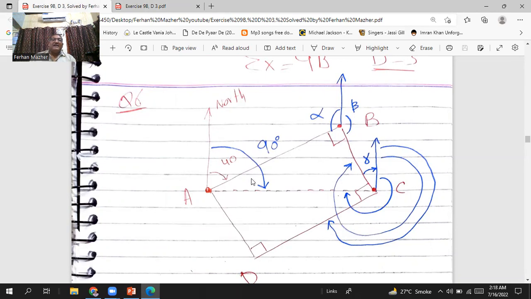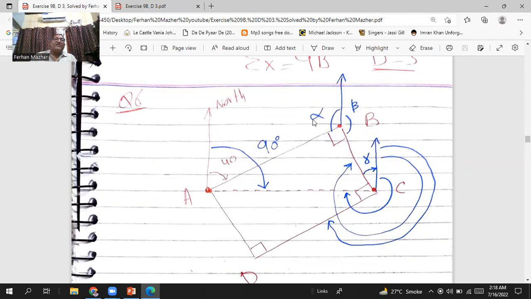Because the bearing of C from A is 90, and the bearing of B from A is 40, here I have drawn a north, and let me call this angle alpha and this angle beta. This is 90. I have drawn a north here also on the point C, because the questions are from C. Let me call this angle gamma.